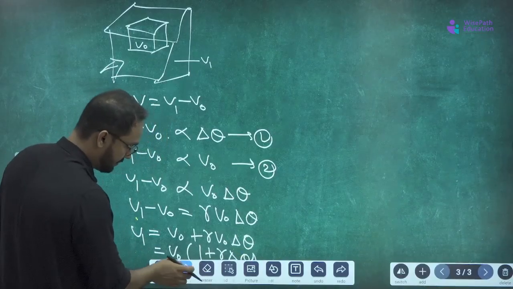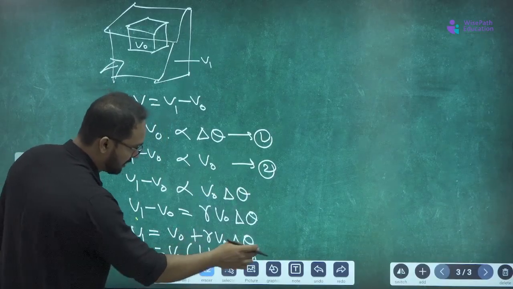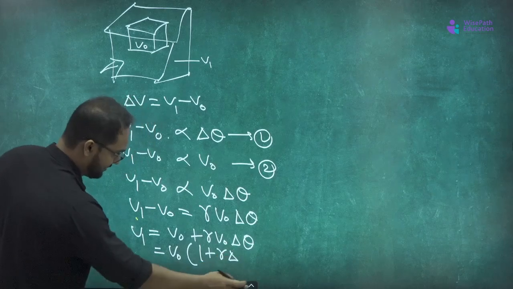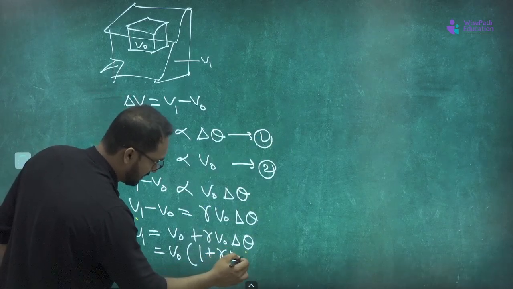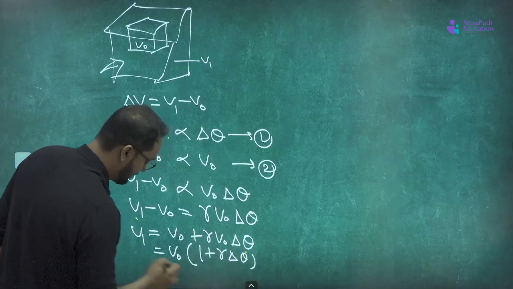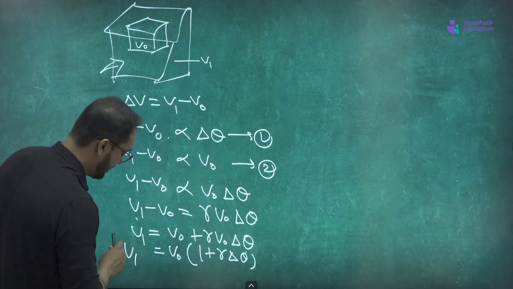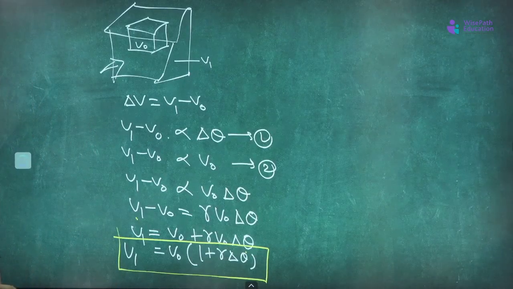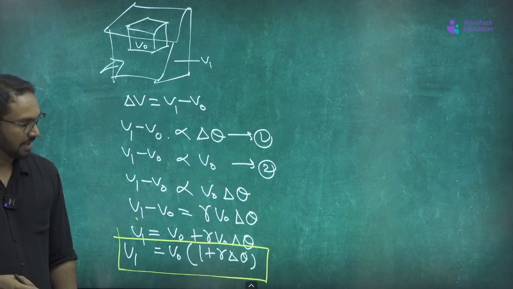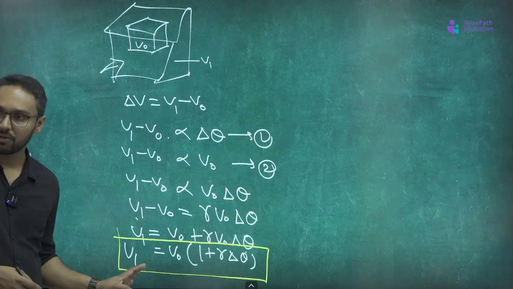Understood it? There's nothing much to understand there. So it's delta theta, yes. So this is one of the main equations you have to remember. What? V1 equals V naught times 1 plus gamma delta theta. This is the final volume.